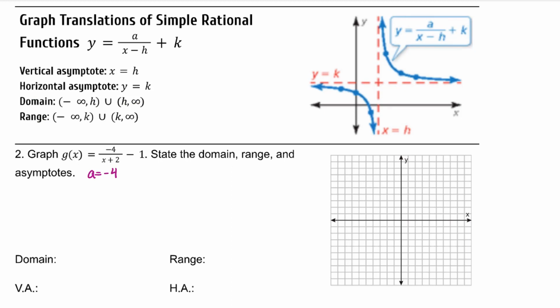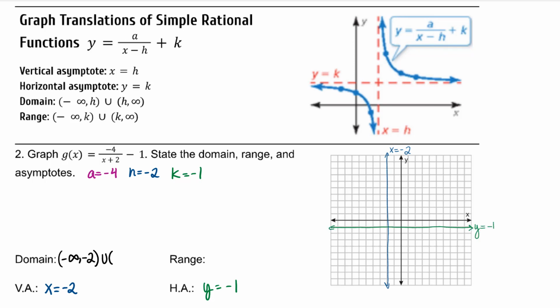This would make a = -4, h = -2, and k = -1. The horizontal shift is our new vertical asymptote. The horizontal asymptote is y equals -1, your vertical shift. Our domain is going to include everything except -2, and our range will include everything except -1.